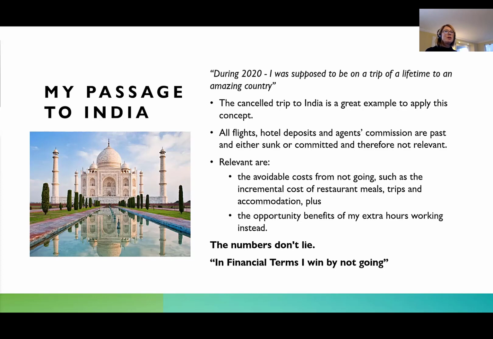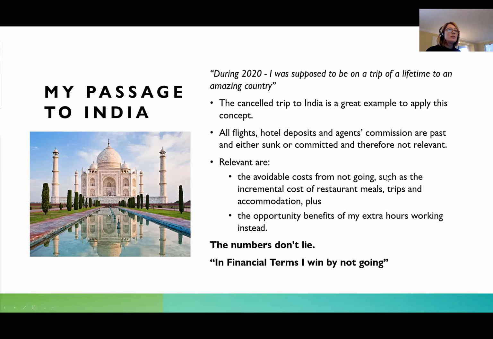In financial terms I win basically by not going, but don't forget the non-financial. I wanted to go. And so all the benefit of that lovely holiday isn't taken into account in relevant costing. So when you do a relevant costing question in your exam, you will probably be asked about those non-financial things. And so you do need to put into perspective, by using the scenario, that we don't always have to look at the financial side. We also have to look at the non-financial. And sometimes those non-financial benefits are worth doing, even if the numbers say it's not a go.